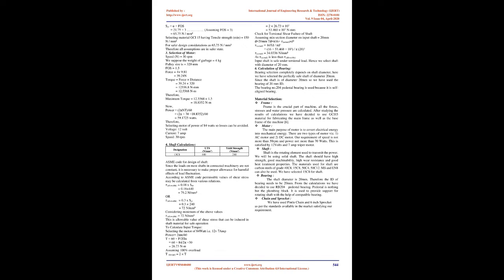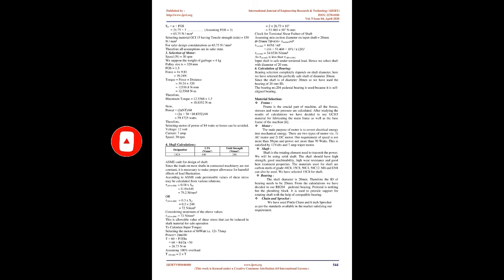2. Calculation for base frame. Assumptions: total load on frame is about 10 kg. ASME code for design of shaft. Since the loads on most shafts in connected machinery are not constant, it is necessary to make proper allowance for harmful effects of load fluctuation.